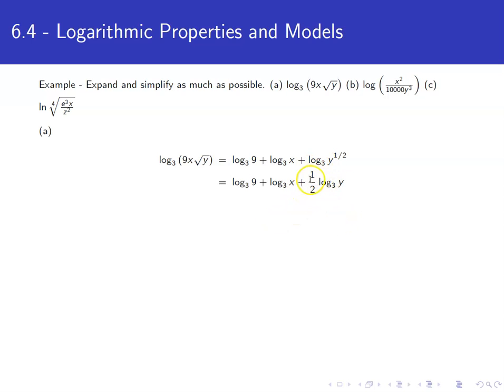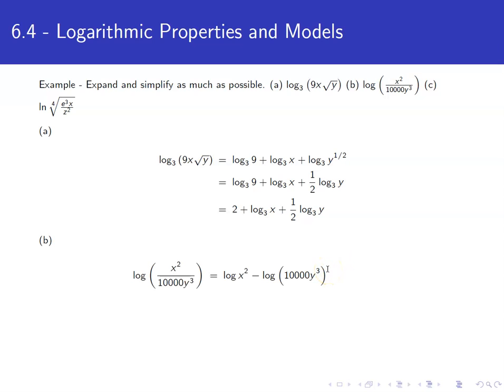That 1/2 exponent, we can bring down in front, so we get log base 3 of 9 plus log base 3 of x plus 1/2 log base 3 of y. These two, there's not a lot more simplifying we can do because we have a single x on the inside, a single y on the inside. However, 9 is the same thing as 3 squared, so log base 3 of 9 is simply 2. So finishing this off, we get 2 plus log base 3 of x plus 1/2 log base 3 of y.